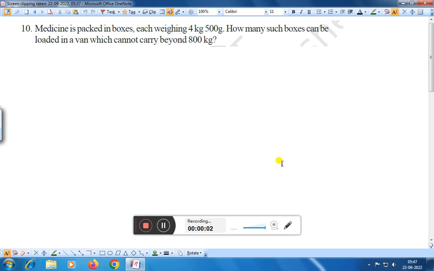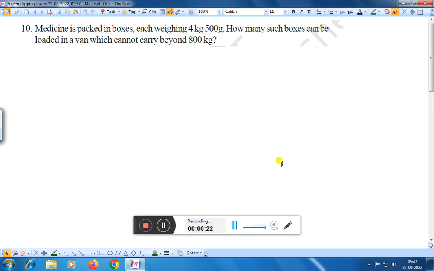Dear friends, today we will discuss question number 10, exercise 1.2. The question is: medicine is packed in boxes each weighing 4 kg 500 gram. How many such boxes can be loaded in a van which cannot carry beyond 800 kg?